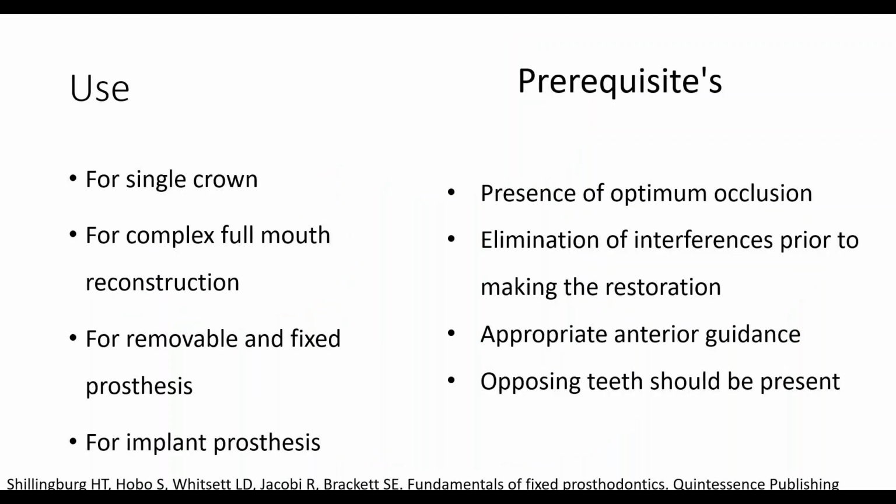These are the uses and the prerequisites for the functionally generated path. It can be used for a single crown, for complex full mouth reconstruction, for removable or fixed dental prosthesis, and for implant prosthesis. The prerequisites are the presence of an optimum occlusion, elimination of interferences prior to making an impression or registration, appropriate anterior guidance, and the presence of opposing teeth.